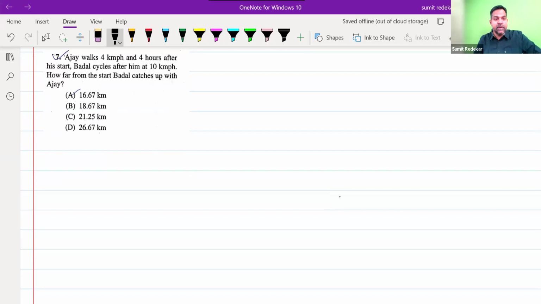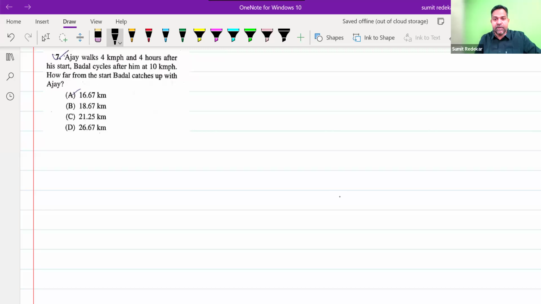What does the question say? Ajay walks 4 kilometers per hour, and 4 hours after he starts, Badal cycles after him at 10 kilometers per hour. How far from the start does Badal catch up with Ajay?